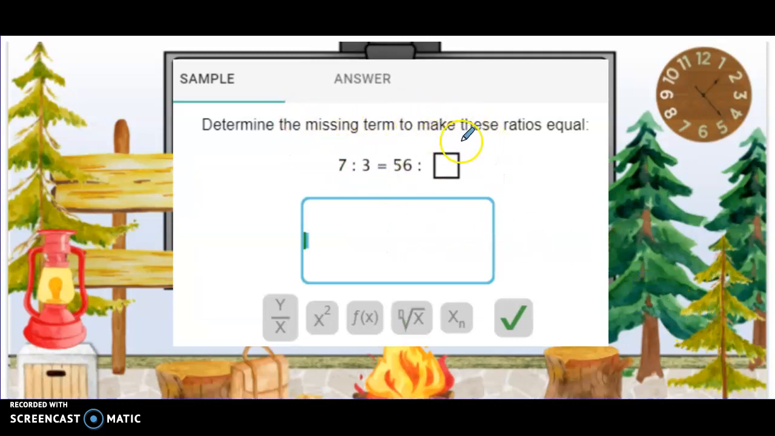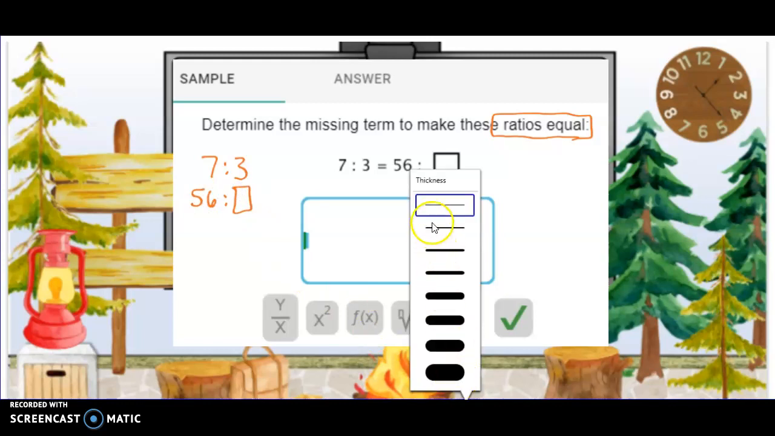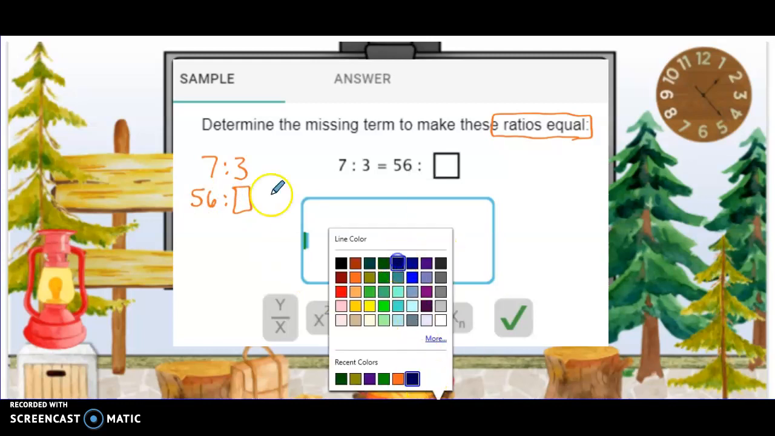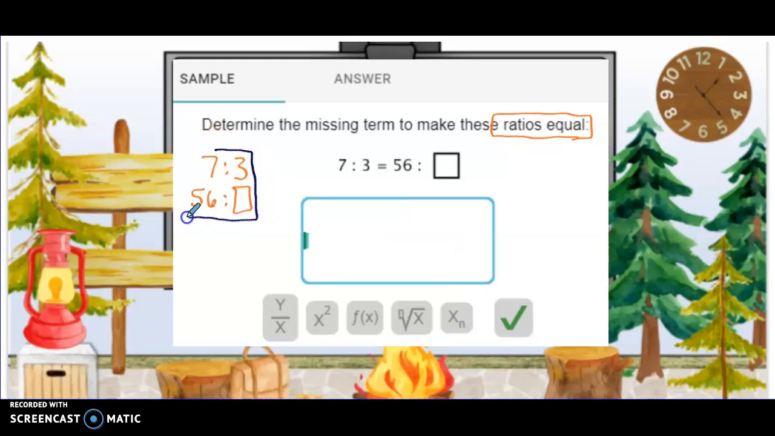Determine the missing term to make these ratios equal. So they tell you it's equal, so you have a couple of options here. You can pick the one that works for you. You can write this as a factor puzzle, but make sure you write one ratio on top of the other. So you can go 7 to 3, and then this second ratio can go right underneath in the same order. And if it helps, you can draw in the factor box, the puzzle boxes.